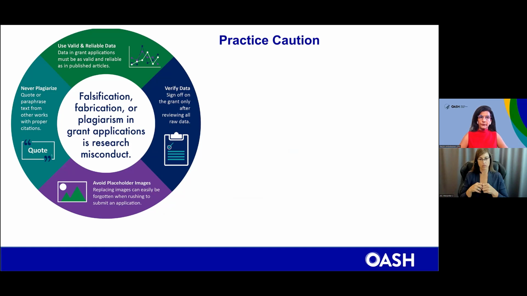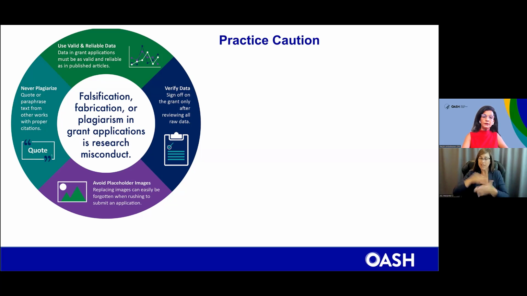Some respondents have told us, during the investigations and so on, that grant applications only need preliminary results, so it's okay to not have full data. You can reuse some. But falsification, fabrication, or plagiarism in grant applications can be misconduct. So be careful in what you put in a grant application.